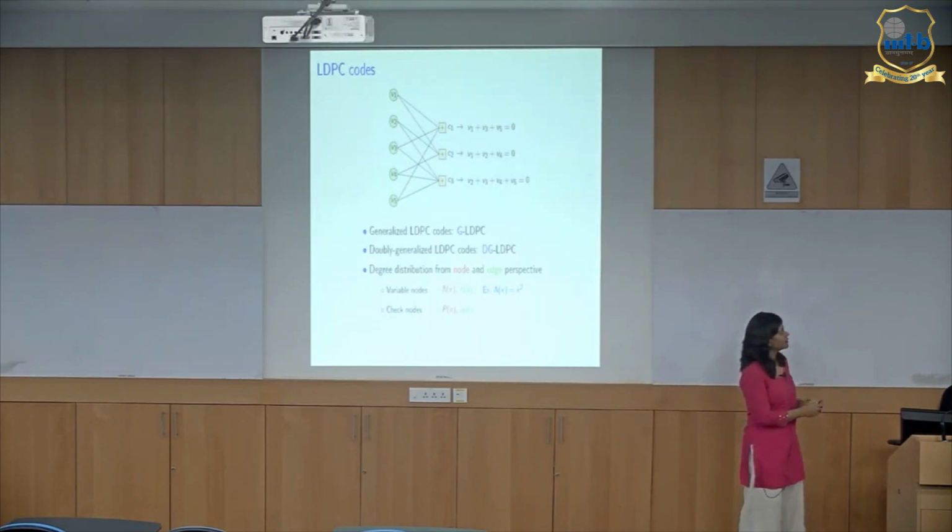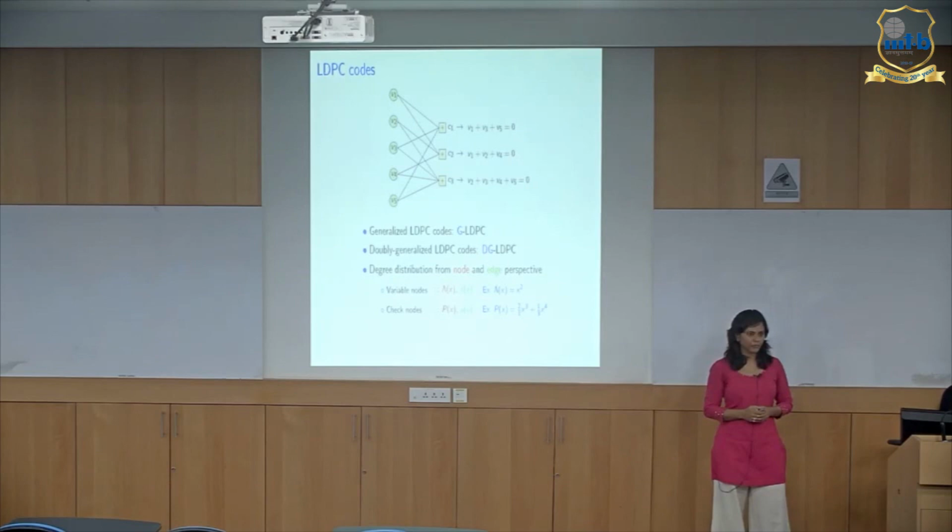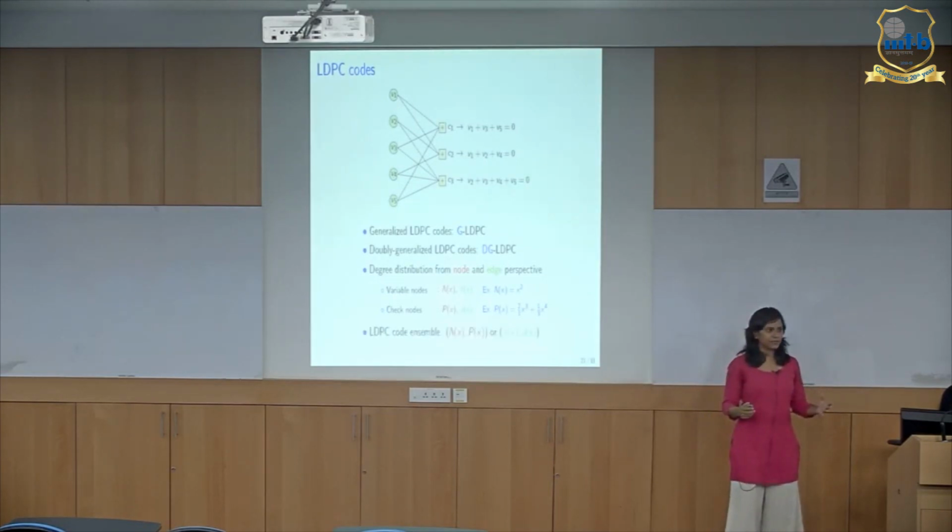Similarly for check nodes, we can see that C1 and C2 have degree 3 and C3 has degree 4. Hence, the degree distribution is this, where 2 check nodes out of 3 have degree 3 and 1 check node out of 3 has degree 4. And the collection of all possible LDPC codes which have the same degree distribution pair is called an LDPC code ensemble.